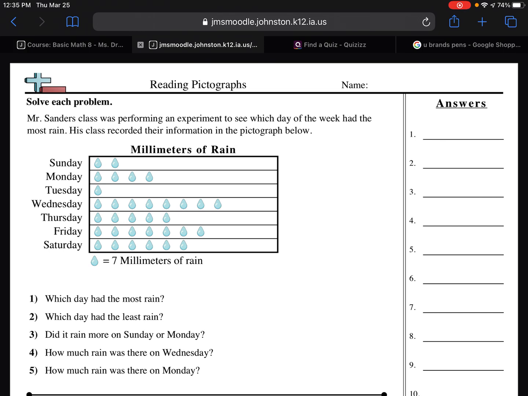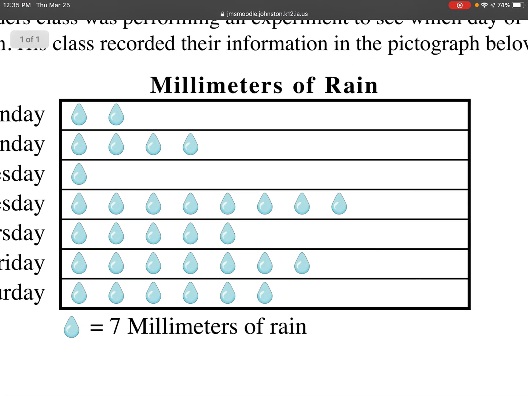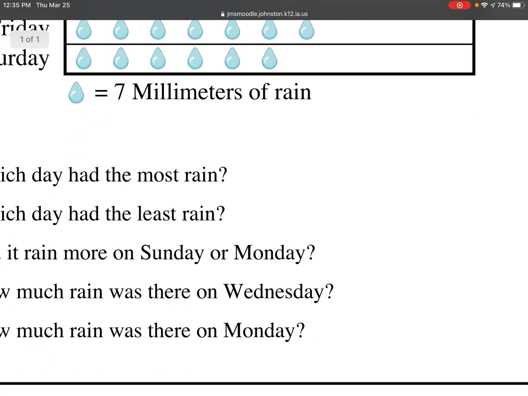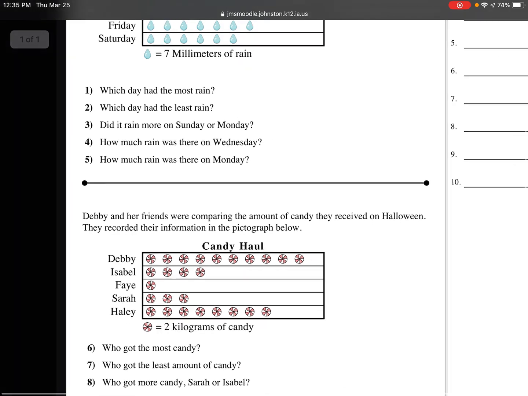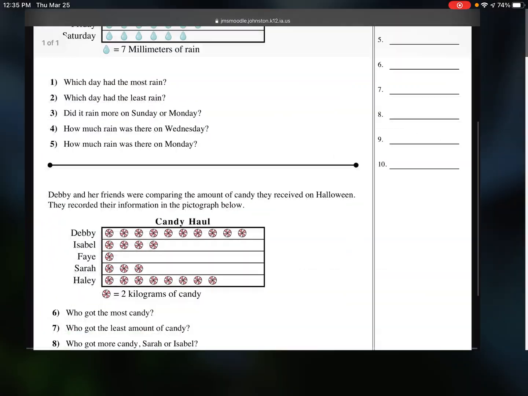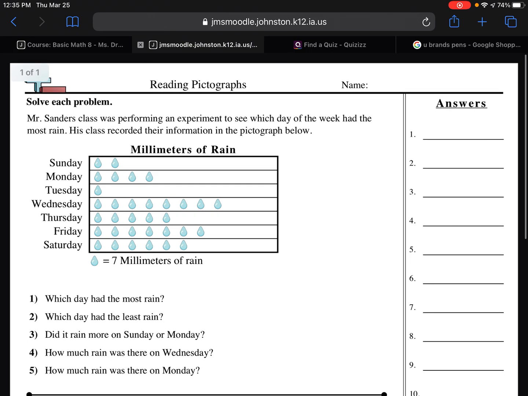Again, it uses a picture to represent a certain amount of information or numbers or values. Even sometimes on here, they did the full drops of rain. Sometimes they'll split them in half to represent half of something. It didn't do it in either of these, but that's also a way that they work sometimes.